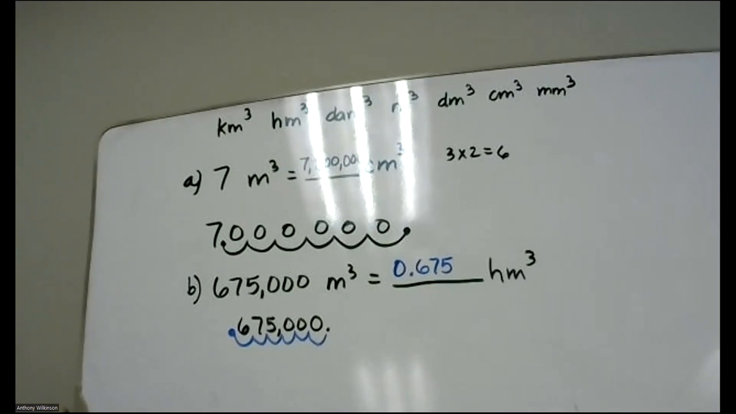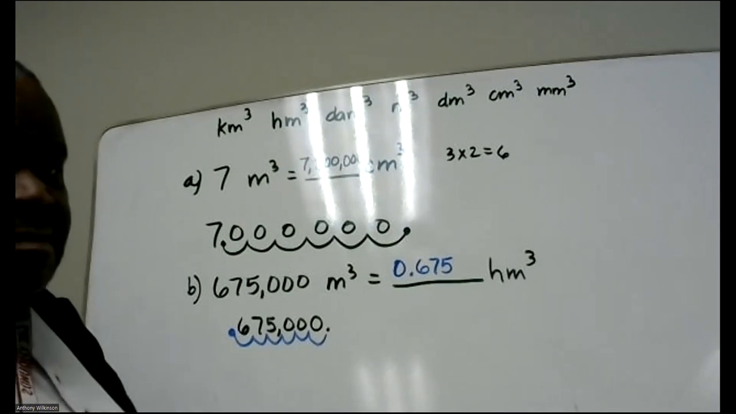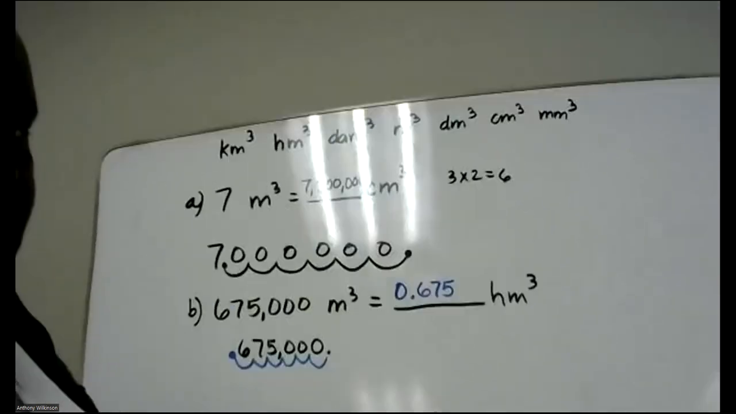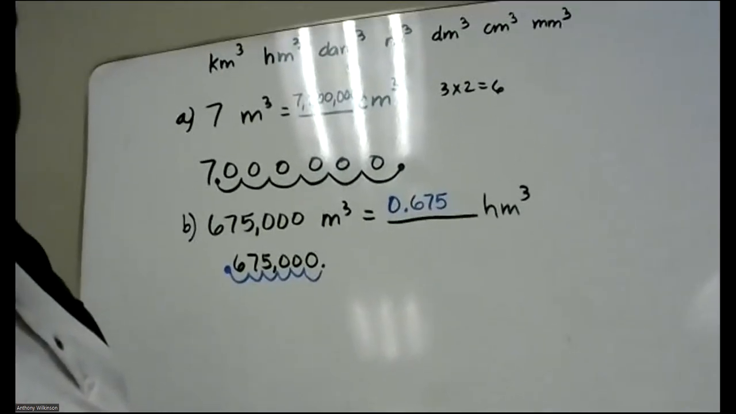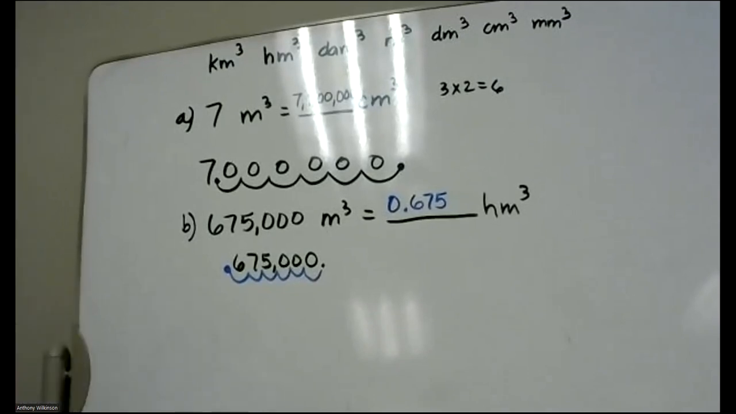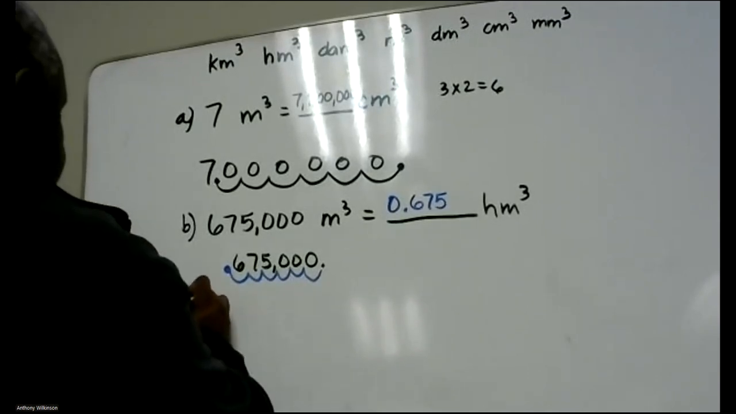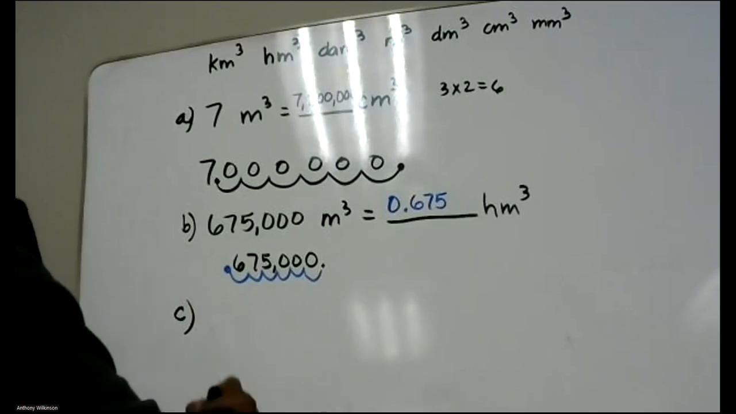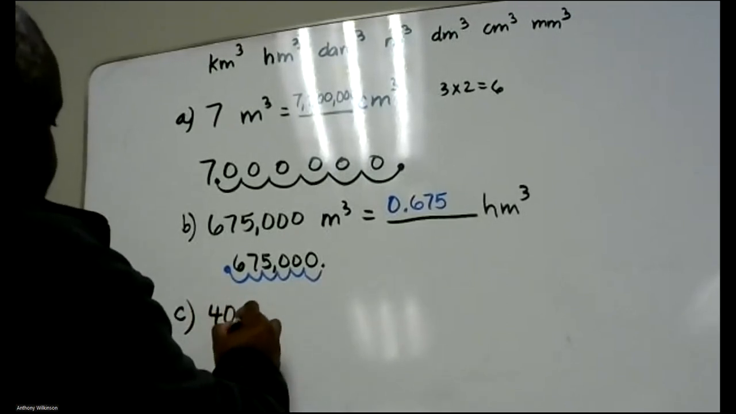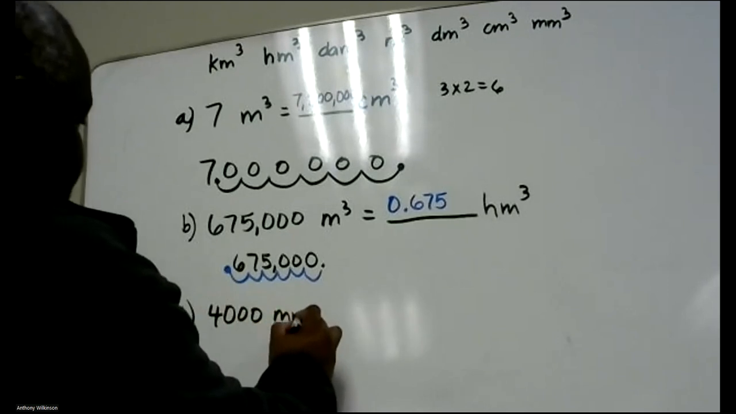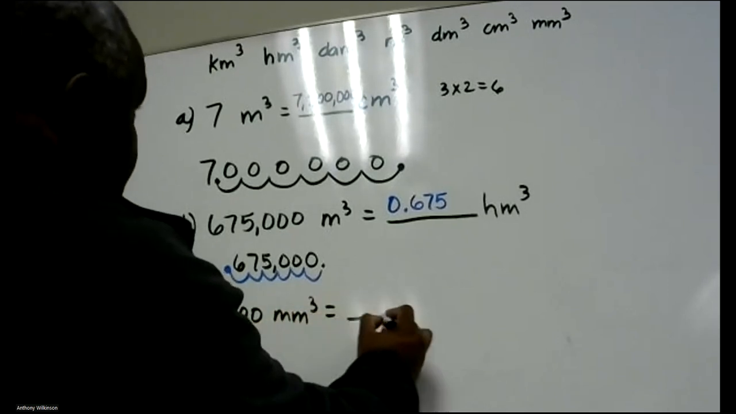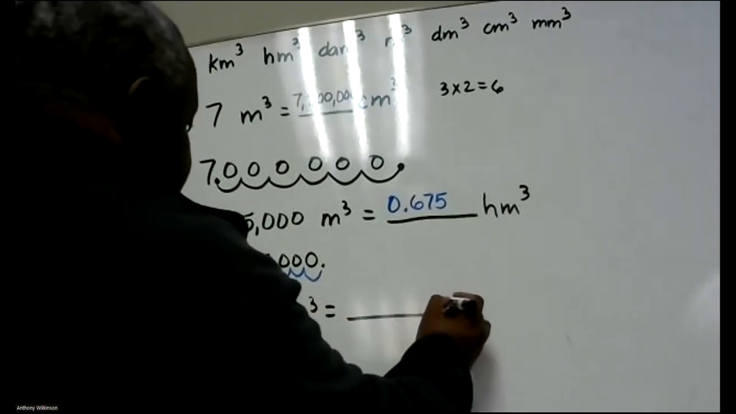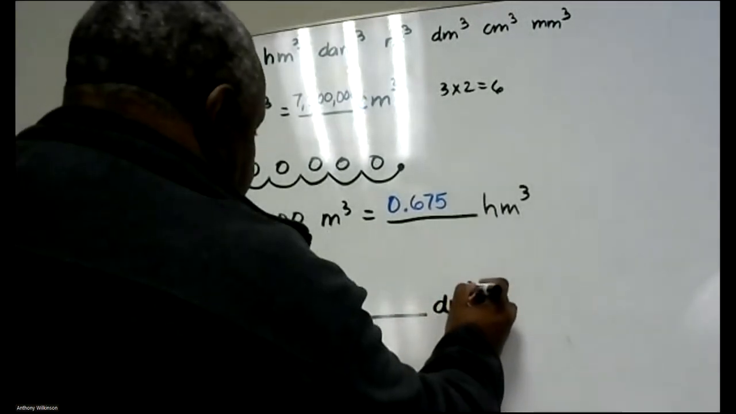Questions on part B. And part C looks like this. 4,000 cubic millimeters. It's equal to how many decimeters? That's dm. Cubic decimeters, I should say.